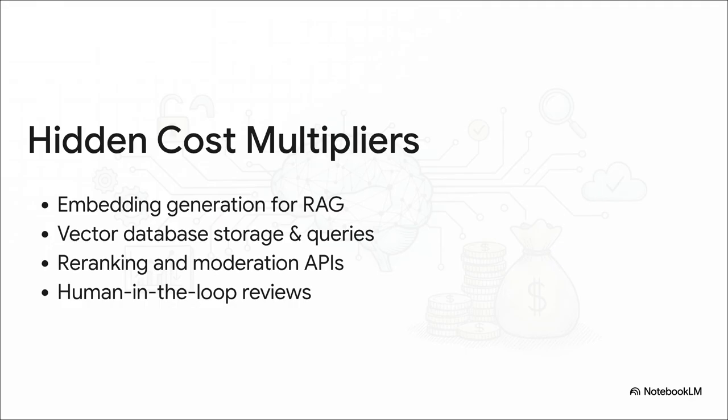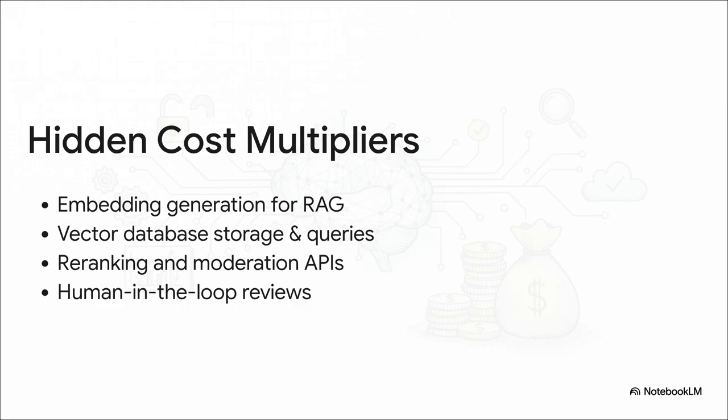So what exactly is that massive multiplier paying for? Well, it's paying for embedding generation for your retrieval augmented generation pipelines. You're paying for massive vector database storage and the associated query costs. Then you've got re-ranking APIs, moderation layers running nonstop for compliance, and of course the costly human-in-the-loop review processes you absolutely need for responsible AI.